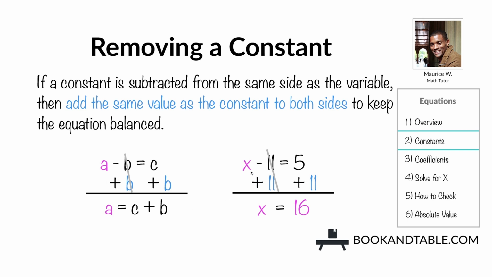In this example, x minus 11 is equal to 5. Negative 11 and positive 11 cancel each other out, so we add 11 to cancel this negative. Since we add 11 on the left side, we also add 11 on the right side, leaving us with x is equal to 5 plus 11, which would give us 16.